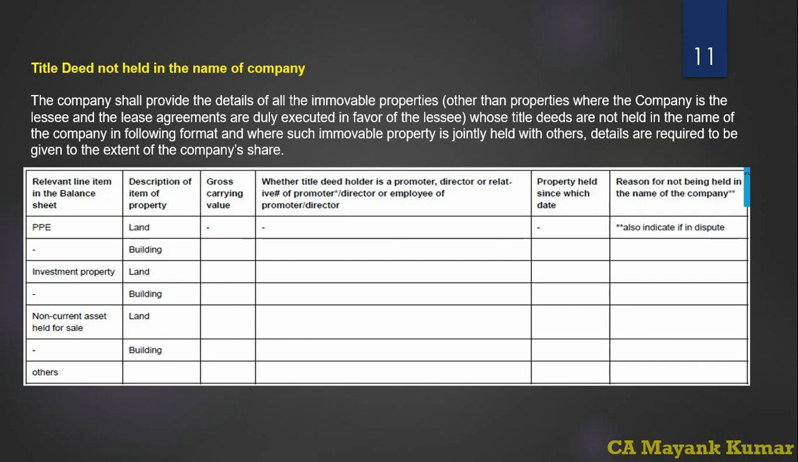All these categories have been covered, and then the gross carrying value will be reported, and whether the title deed holder is a promoter, director, or any related party of the company, and the date from which such property is held, and the reasons including dispute have to be reported.